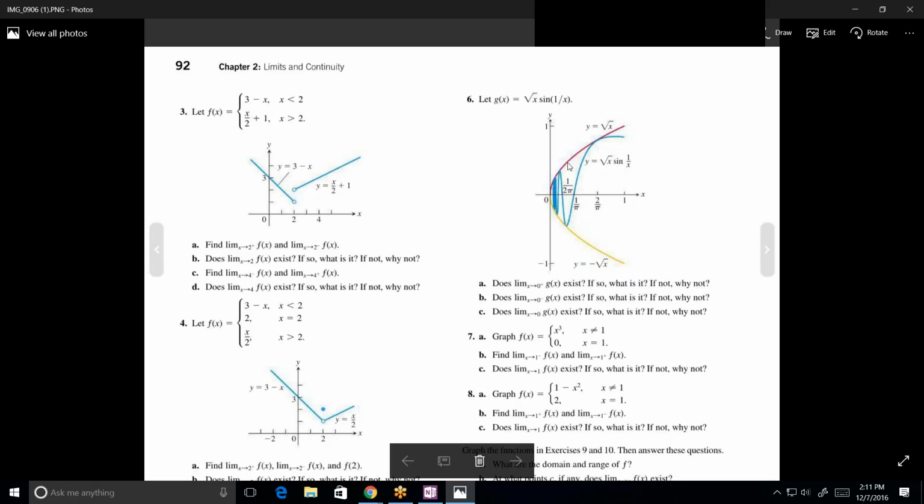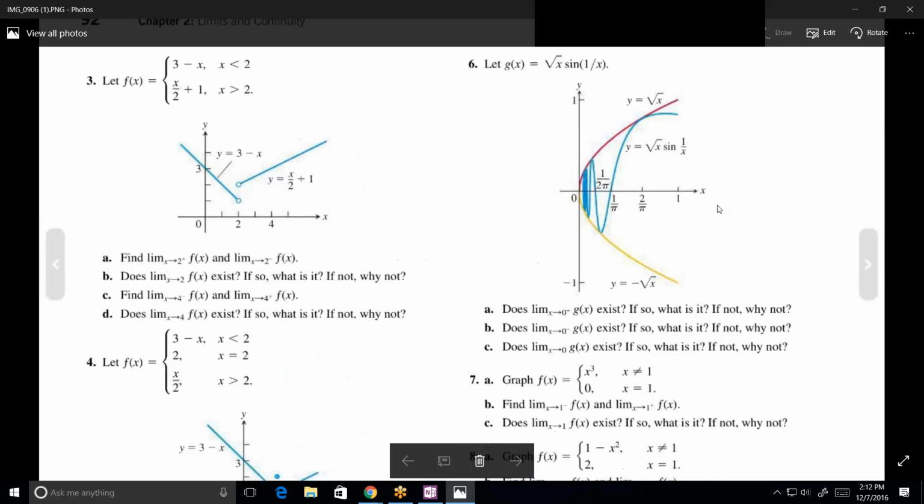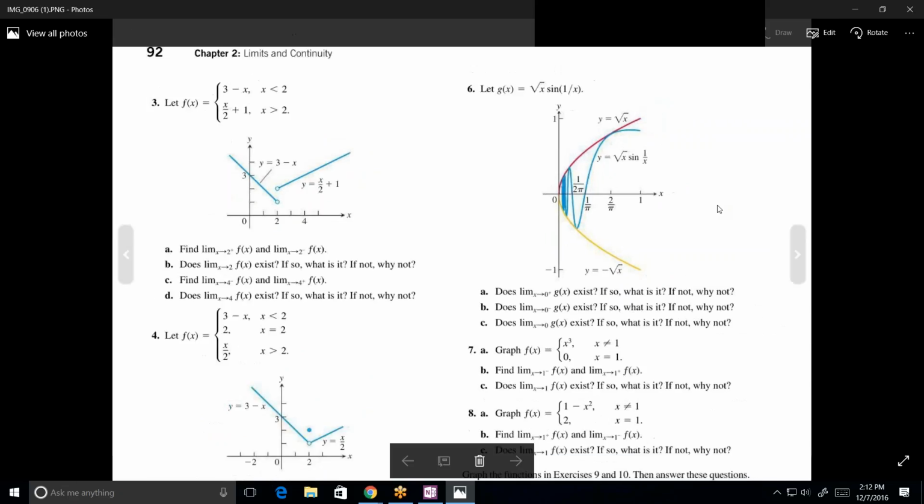I guess we don't really care what the red and the yellow look like. The blue is the product of the two. So the blue is the function that they're talking about. And we can see from the blue that it's oscillating and oscillates more and more as we approach 0. Okay, number 7.